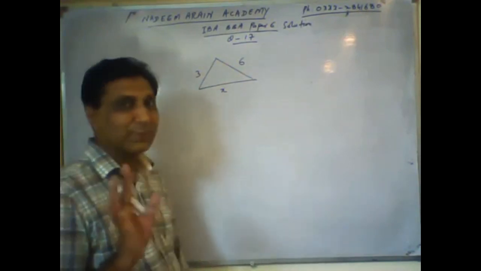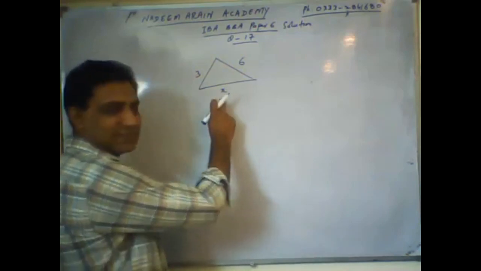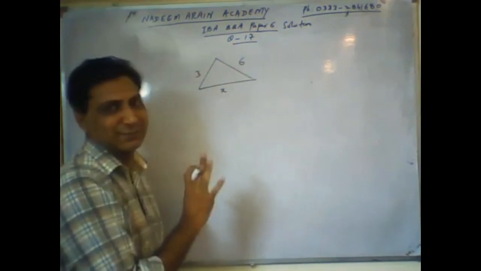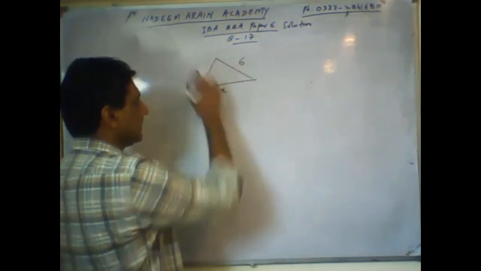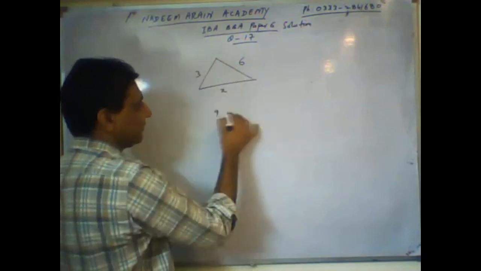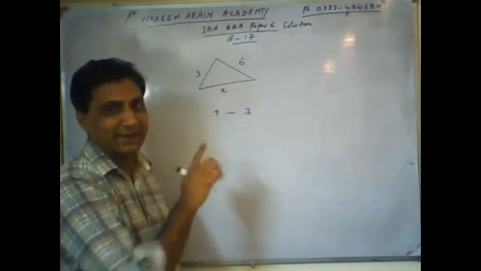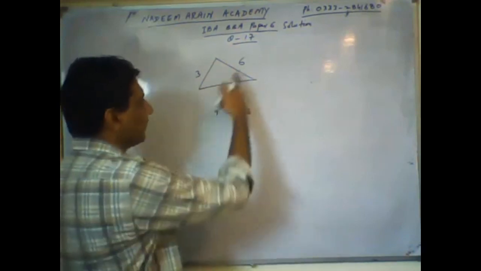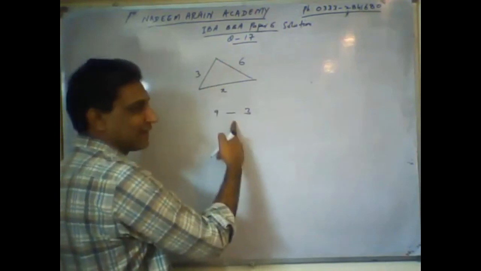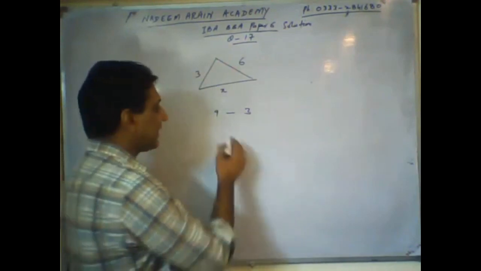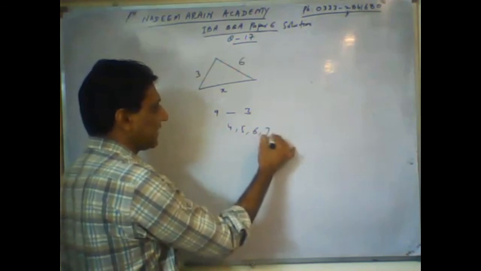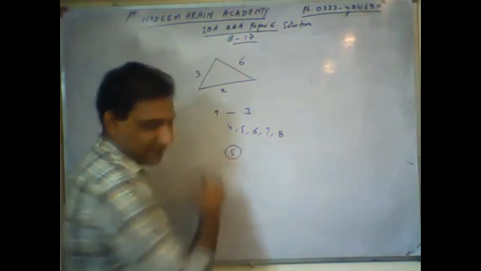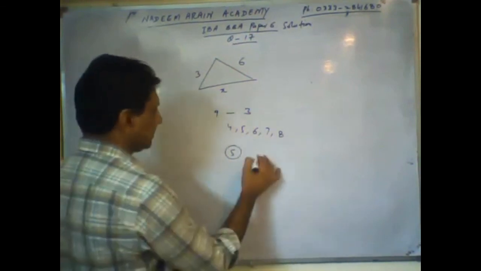Now you must know the rule actually. The rule is the third side of a triangle is between the sum and difference of the other two sides. So 6 plus 3 is 9, and 6 minus 3 is 3. So any number between 3 and 9, not 3 and 9; 3 and 9 are not included. This can be more than 3 and less than 9. So how many integers are there between 3 and 9? 4, 5, 6, 7, 8. 5 integers. So 5 such triangles are possible. So your answer is B.